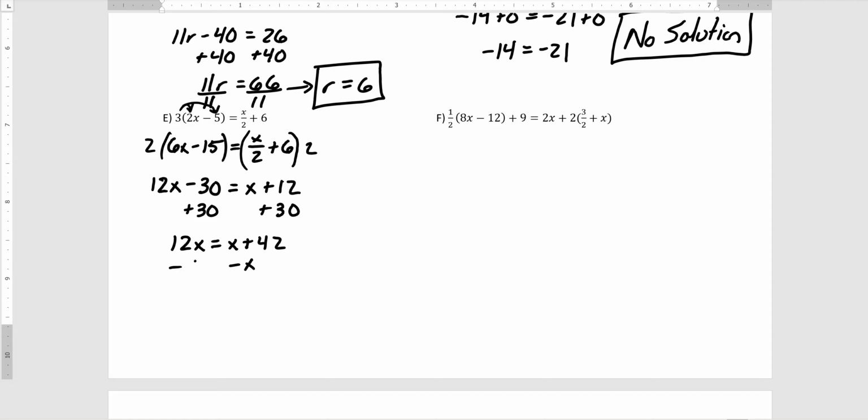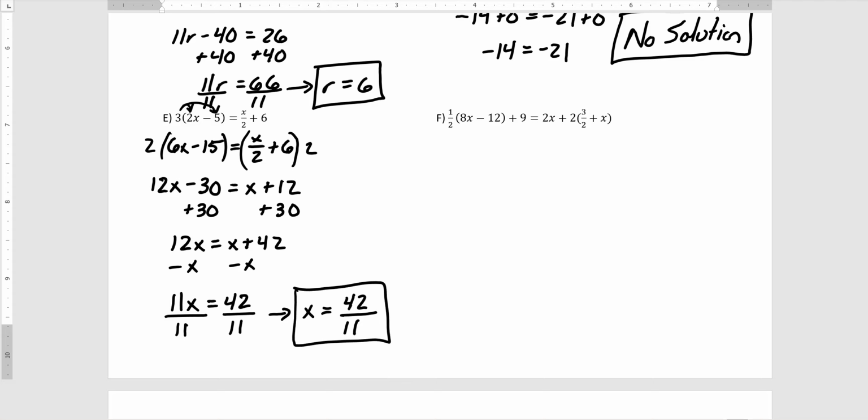Subtract x, 11x equals 42. Divide by 11, we find that x equals 42 over 11. Don't be afraid of fractions as our answers. We had one earlier. They can occur. Don't worry about it. Doesn't mean you did anything wrong. X equals 42 over 11 in this case.